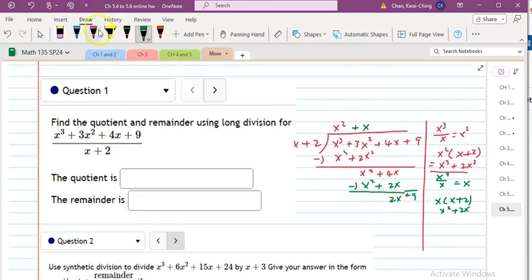So I have to switch to the third color, and this is done. Now we have first term over first term again: 2x over x is equal to 2. So plus 2, and times this 2 with the divisor equals 2x plus 4. I write 2x plus 4 for subtraction. 9 minus 4 is 5. So the quotient on the top is x squared plus x plus 2. Remainder is 5.